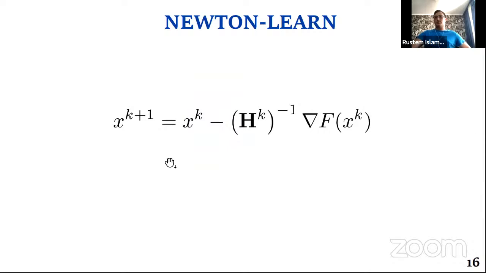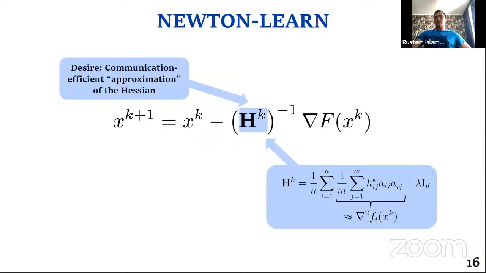So our next contribution is Newton Learn. Our desire here is to approximate the Hessian at the optimum iteratively and do it effectively in terms of communication complexity. So here the matrix H^k can be written as you can see on the slide. The only difference is that we use some coefficients h_ij instead of the second derivatives. And we will learn these coefficients. Our first desire is that we want them to converge to the second derivatives of the loss functions at the optimum.